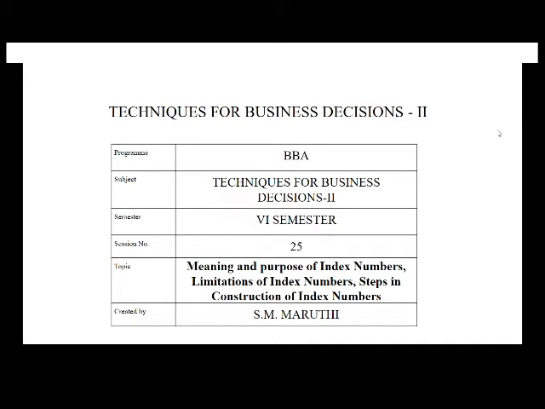This is the new chapter, index number. So this is the syllabus for Techniques for Business Decision, second BBA, Kuvempu University, 6th semester. This is session number 25.